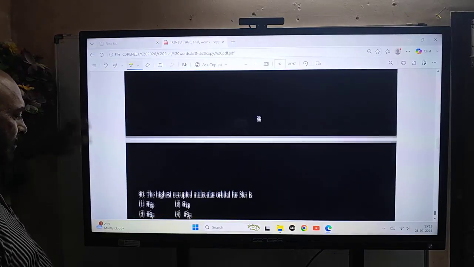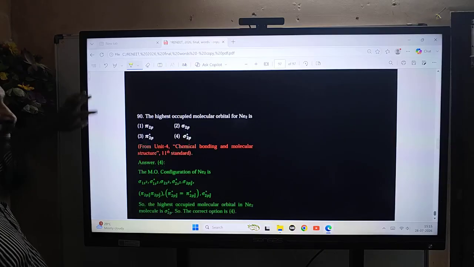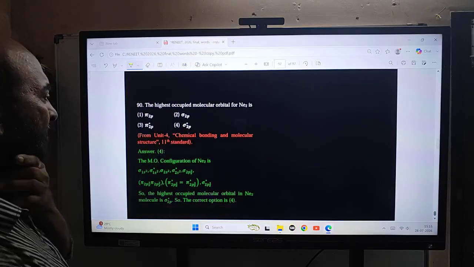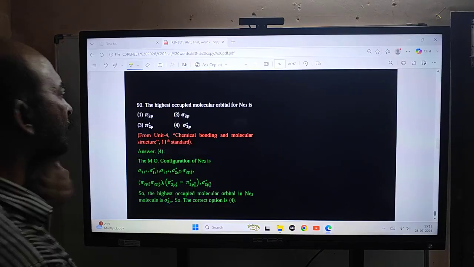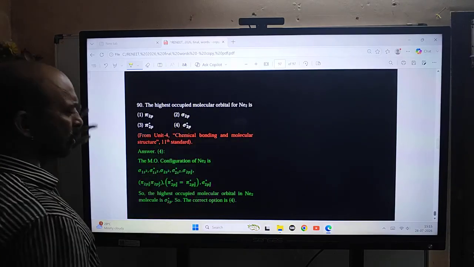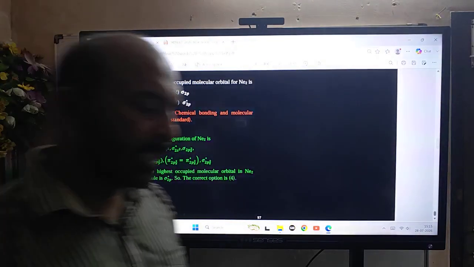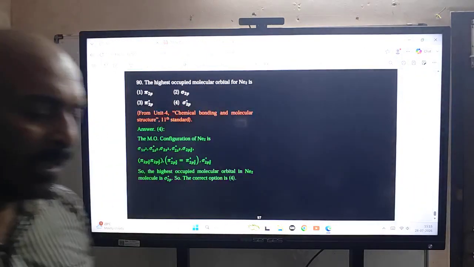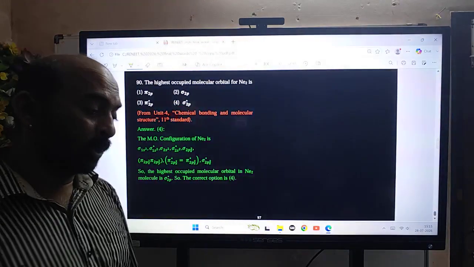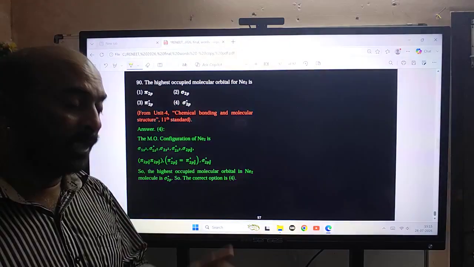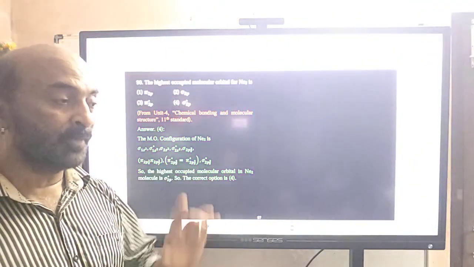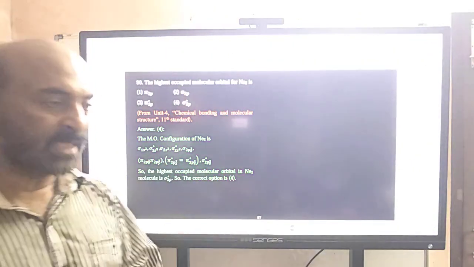And the last question from molecular orbital theory. The highest occupied molecular orbital of neon, Ne2, which has 20 electrons. This is the case where all the orbitals are occupied by electrons, because we study only up to species having 20 electrons. Ne2 is the last case.